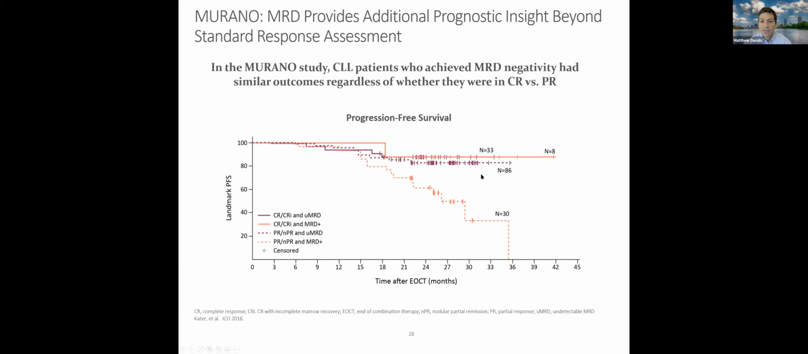Again, in this study, the same concept: patients who had a partial response but had undetectable MRD, that's the dotted purplish curve here, with 86 patients, they did just as well as patients who had a complete remission with undetectable MRD. So the same pattern emerging again: MRD more predictive than a complete versus partial remission.